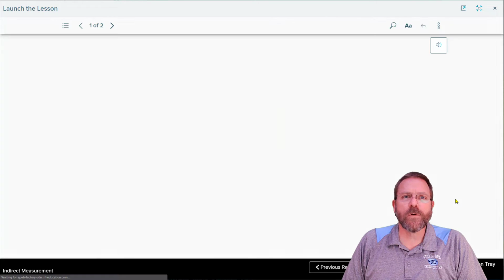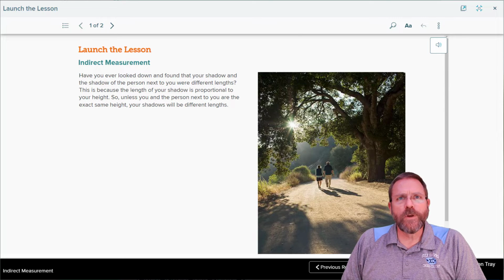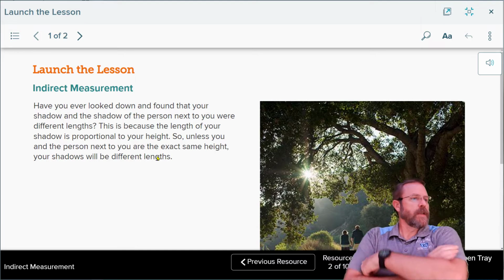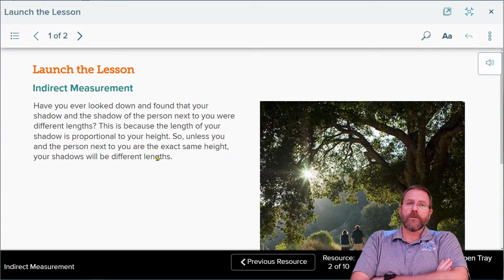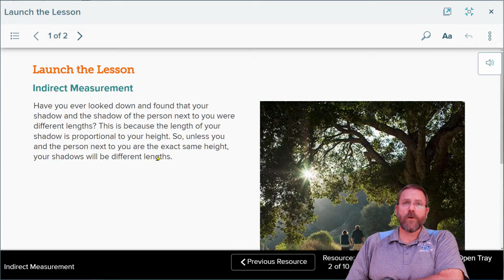Let's get busy learning. And it turns out we do have a foo-foo intro. They just saved it for later. Have you ever looked down the road at your shadow and the shadow of a person next to you were different lengths? This is because the length of your shadow is proportional to your height. So unless you and the person next to you are the exact same height, your shadows are going to be different lengths.